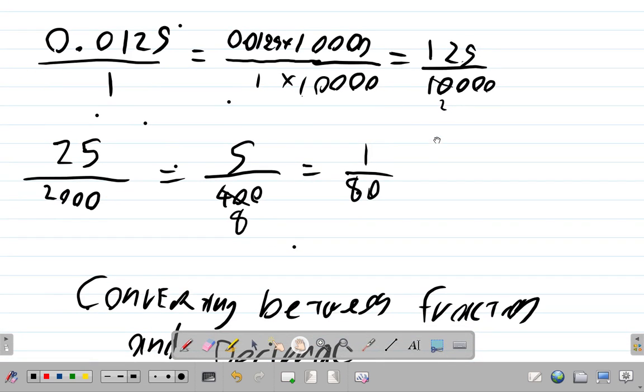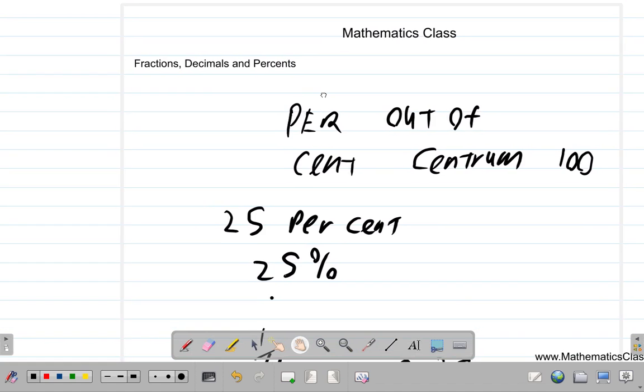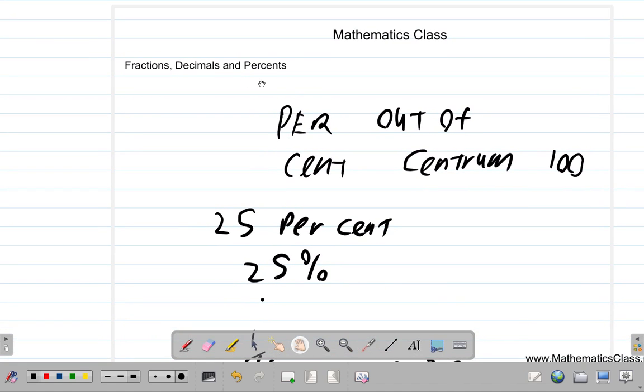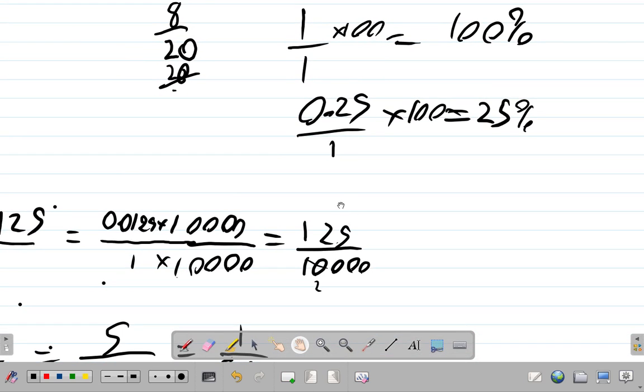Now, as we saw before, you have the decimal, you have the fraction. Alright? Now, when it comes to percentage, it's easier than dealing with mostly decimal. Alright? So, there you have that.